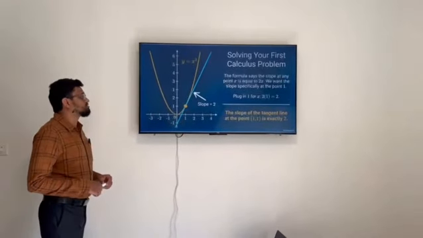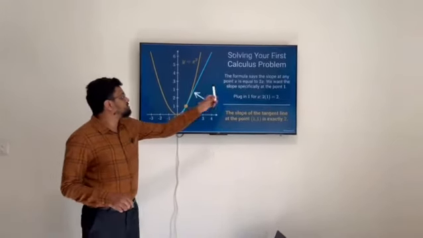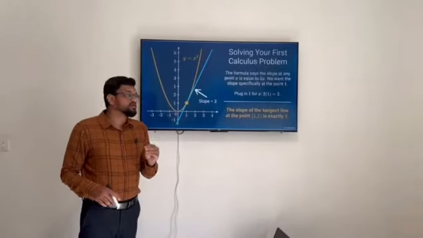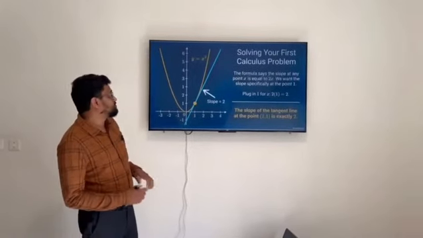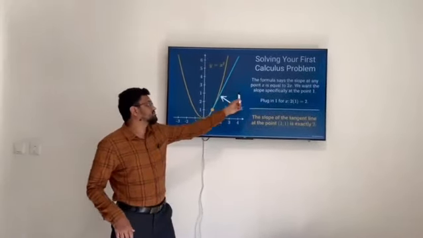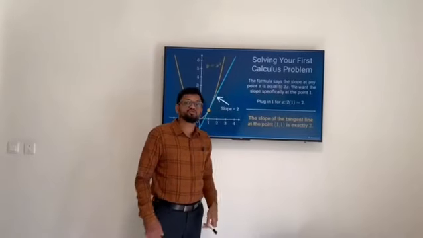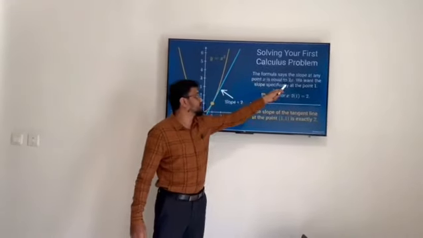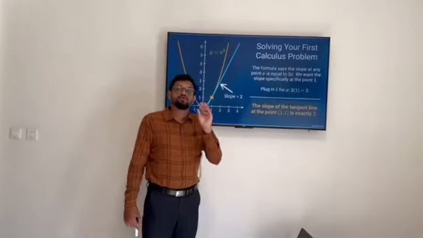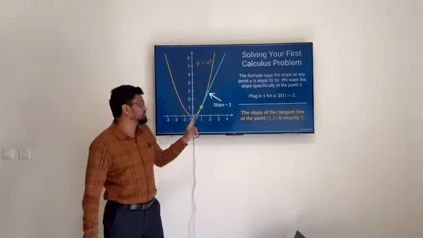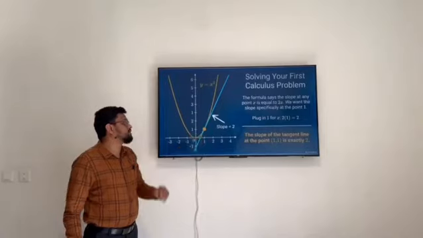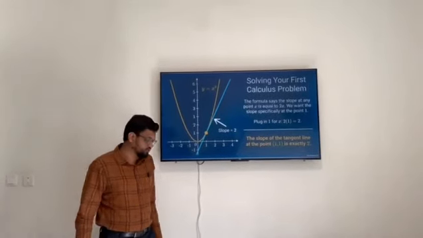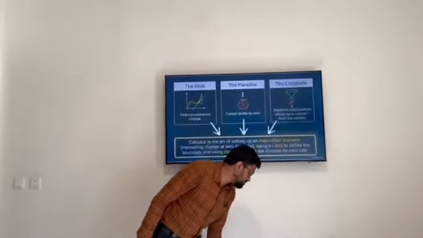Now let us solve the first question. We have to find the slope of the curve at x equal to 1. The formula for the slope is 2x, as this is x square. What we have to do is replace x by 1, as it is at x equal to 1. So 2 into 1 is 2. The slope of this curve at x equal to 1 is 2. This is how we solve calculus problems.